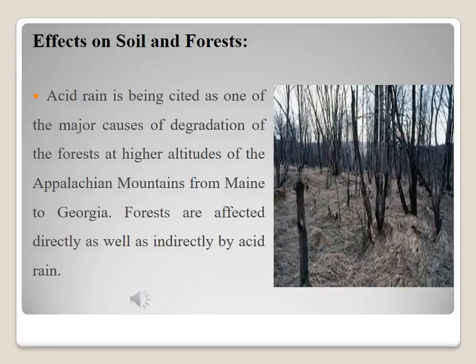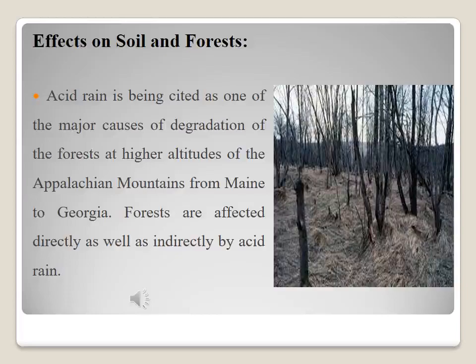Now, here are the effects on soil and forest. Impacts of acidic water and soil acidification on plants could be minor or in most cases major. Acidic water enters the plant and causes important plant minerals to dissolve and get carried away, which ultimately causes the plant to die of lack of minerals for nutrition.